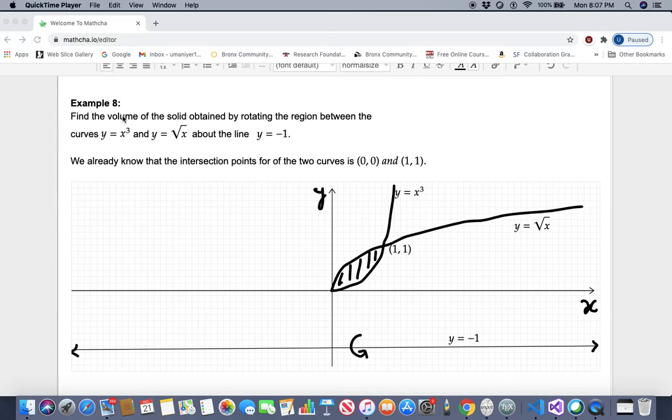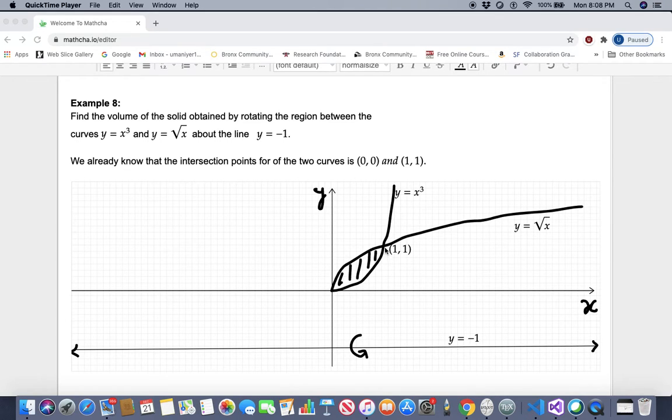Back. Example 8. Now, find the volume of the solid obtained by rotating the region between these two curves about the line y equals -1. So notice we finished rotating about y, about x. We even finished rotating about some other line. Now here is a horizontal line, y equals -1.